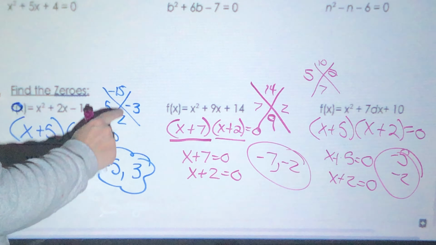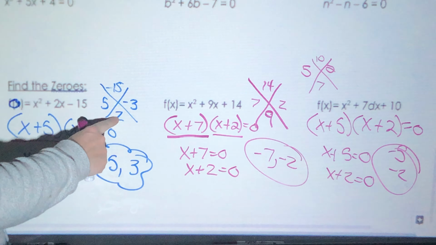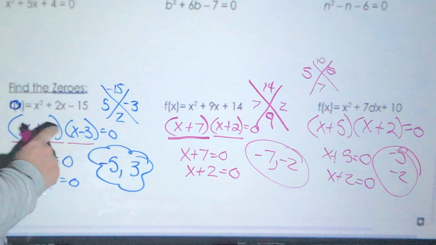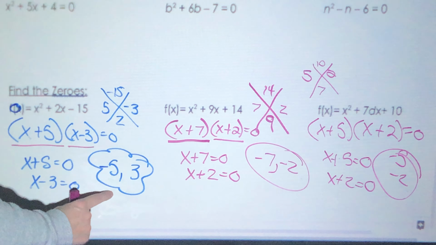So if you can figure out the two numbers that multiply and add to give you what you need, you can factor your trinomial and then make each parentheses equal 0 and solve it.